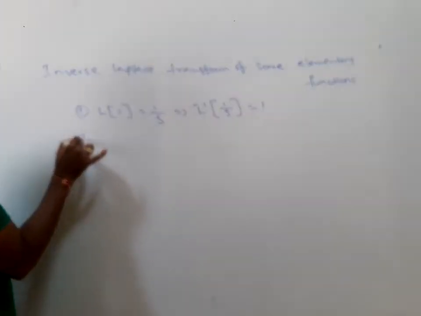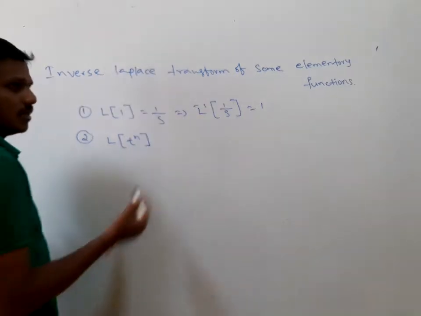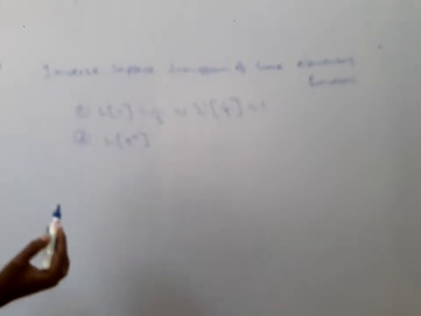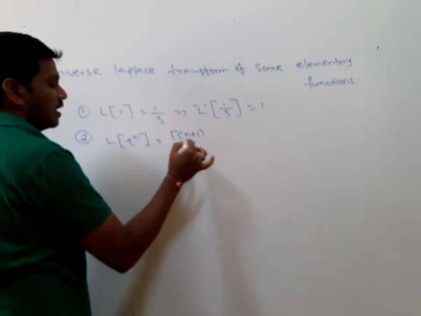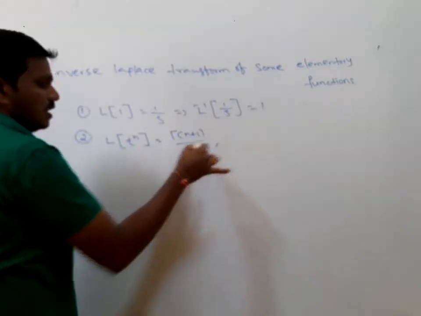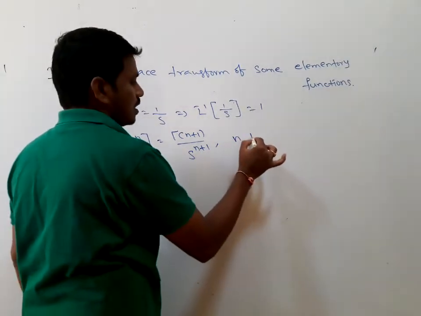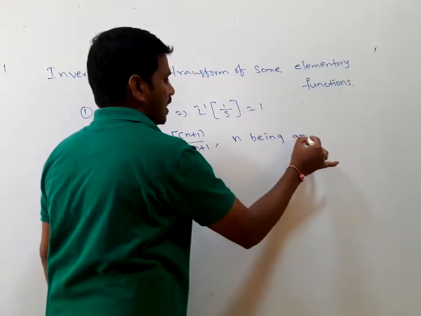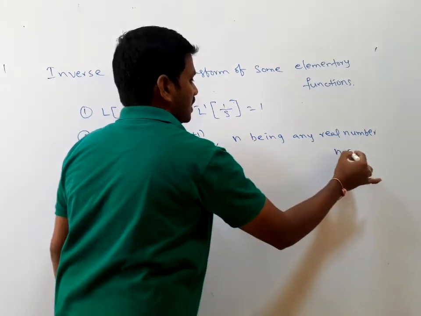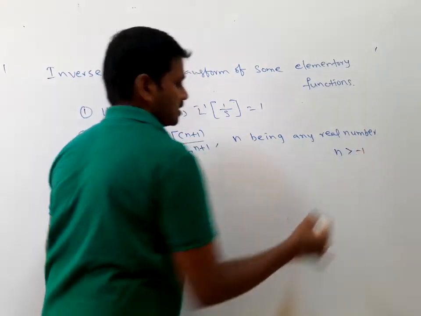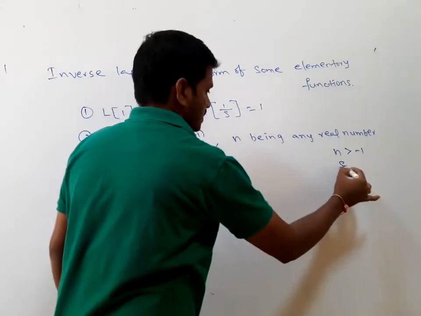Second one is the Laplace transform of t to the power of n is equal to, n being a real number and n is greater than minus 1, which is equal to gamma of n plus 1 divided by s to the power of n plus 1, n being any real number with n greater than minus 1 and s greater than 0.